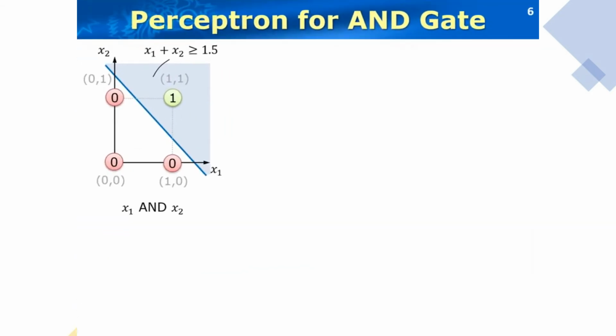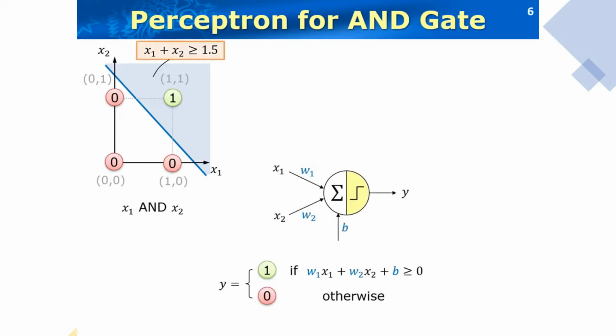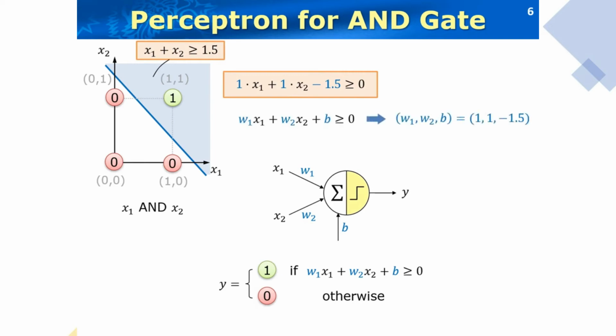For example, for the AND gate, we can find the blue region is x1 plus x2 greater than or equal to 1.5. By comparing this inequality with the standard form of the perceptron decision boundary, we can get the coefficients w1, w2 and b, which are 1, 1 and minus 1.5 respectively. Therefore, the perceptron for the AND gate is the following.